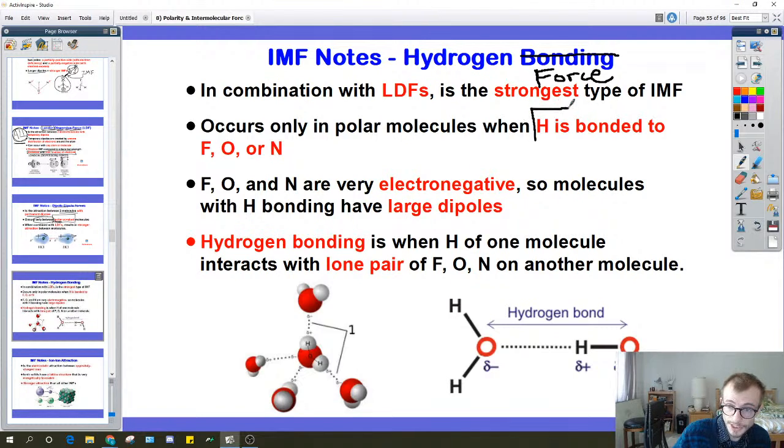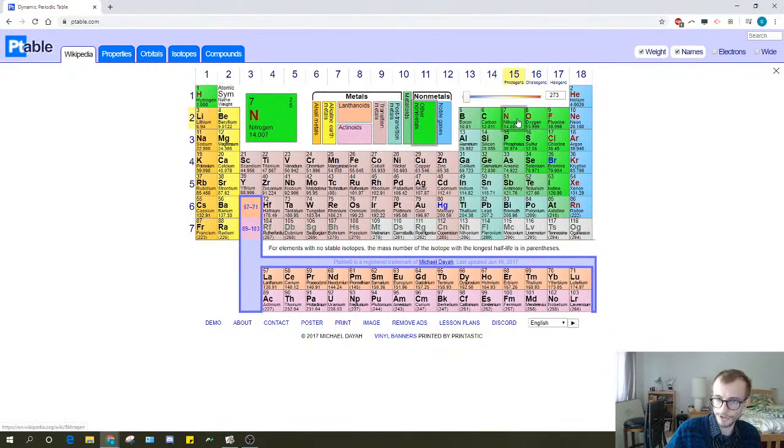You need to have a hydrogen atom, and that hydrogen atom has to be bonded, in its own molecule, to either an oxygen or a nitrogen or a fluorine. So just these three atoms in particular. You kind of have to remember which ones these are. If I pull up the periodic table again, they're the ones just up here in the top right corner, ignoring the noble gases. So N, O, and F: nitrogen, oxygen, and fluorine.